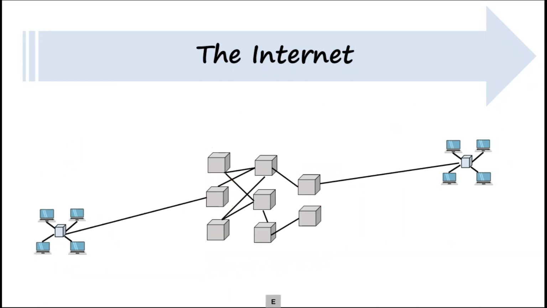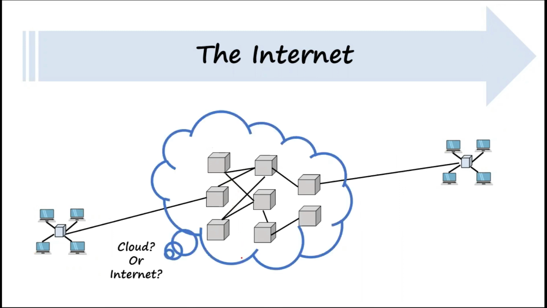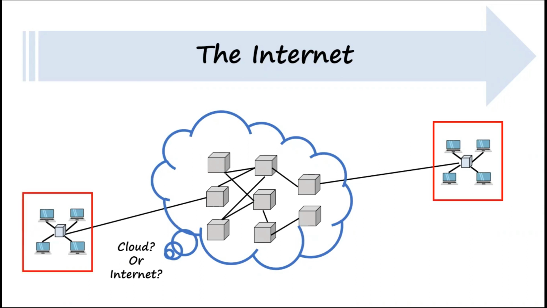Now, this bunch of routers is what people put a cloud on, and they sometimes call it cloud, they sometimes call it internet. So this is not a cloud. Cloud is way more than this. It is just a vast network of routers, and that's what an internet is. If we have to define it, it's a vast network of routers connecting small individual computer networks.